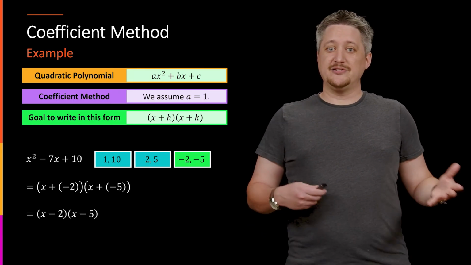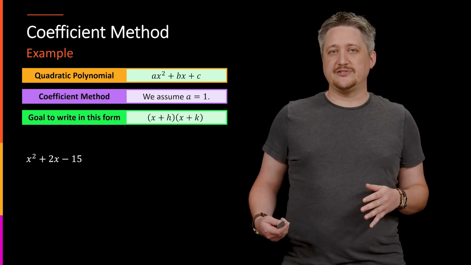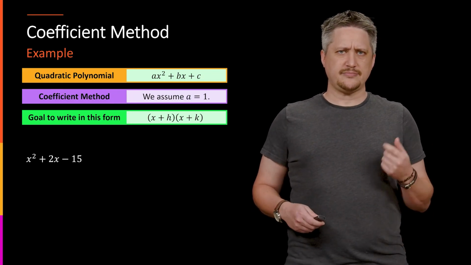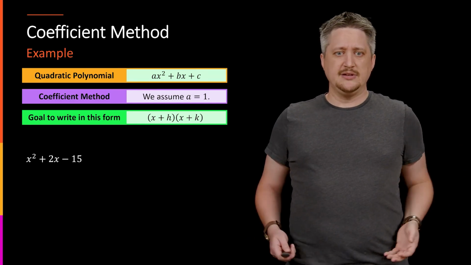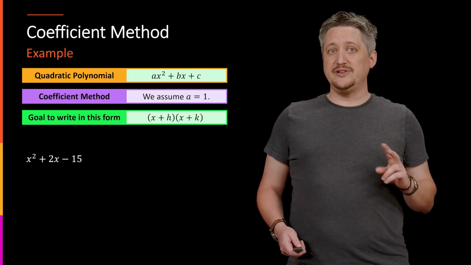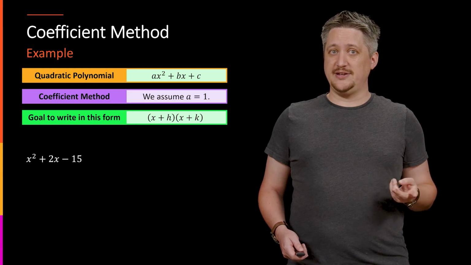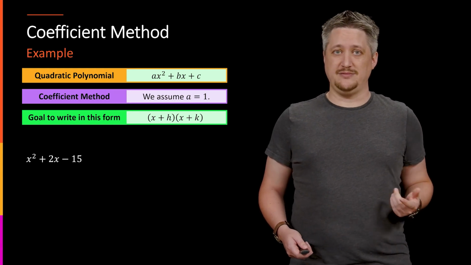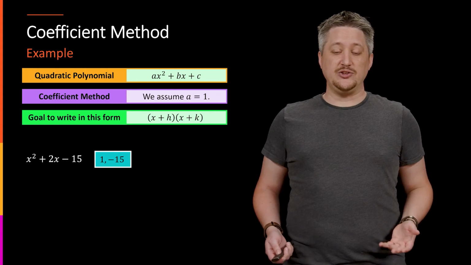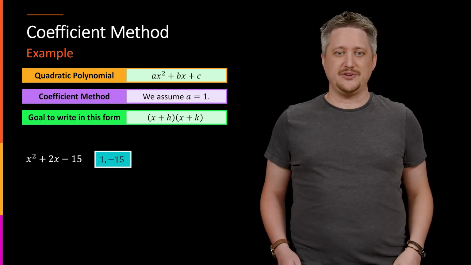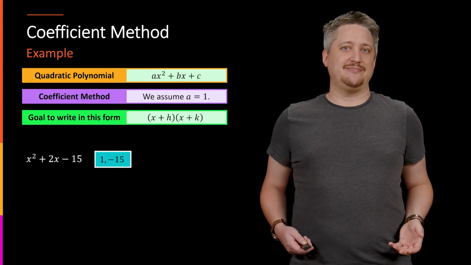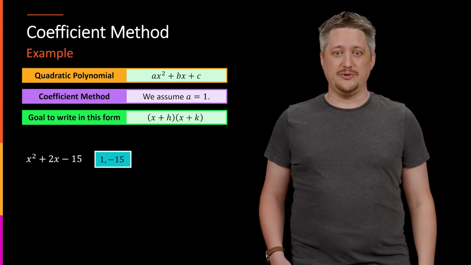Okay, so with that in mind, let's try another one. How about x squared plus 2x minus 15? So now the middle one is positive, which is always nice, but the last one is negative. So I need two things that multiply to negative 15, which means one of them always has to be negative, right? So for example, I could use 1 and negative 15. 1 times negative 15 is indeed negative 15, but adding them together, I get negative 14, not positive 2, right?